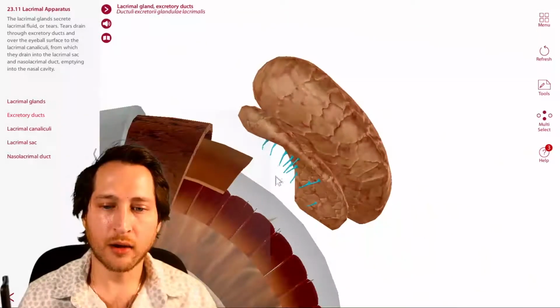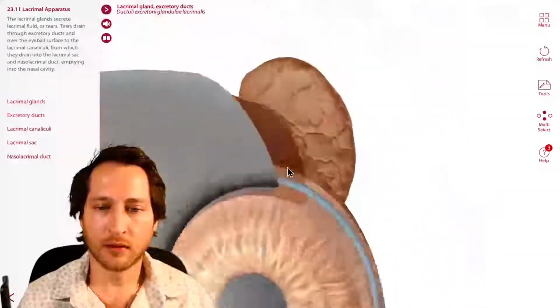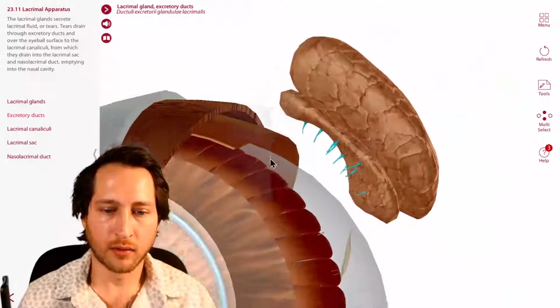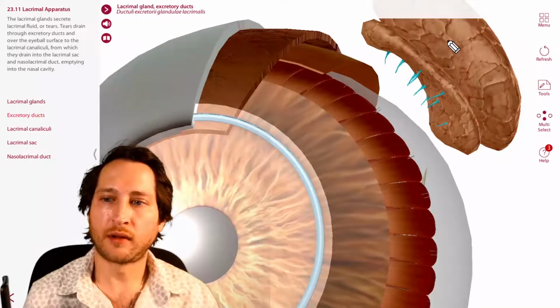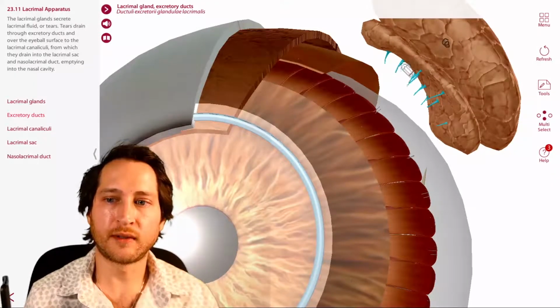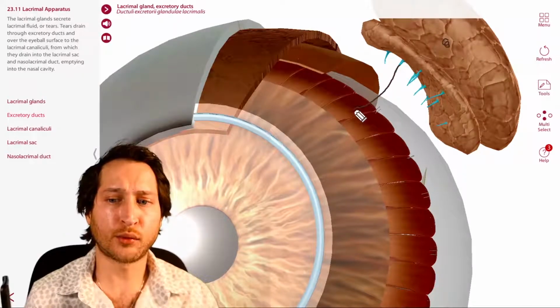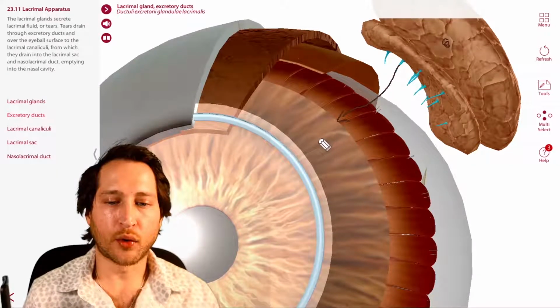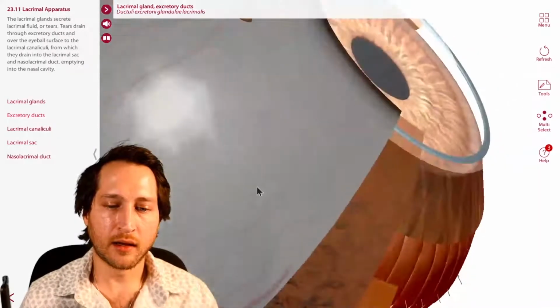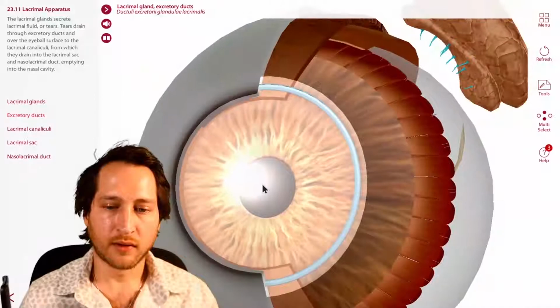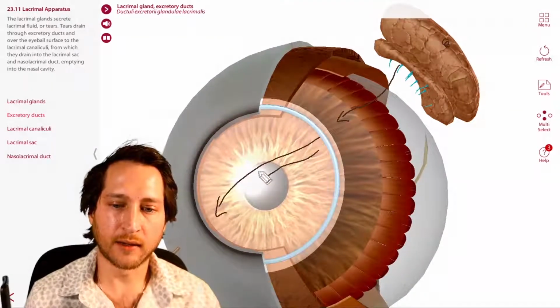So if we zoom out, the glands are going to produce tears. The tears are going to be released from these excretory ducts, and then they're going to travel across the surface of the eye to lubricate it and protect it.